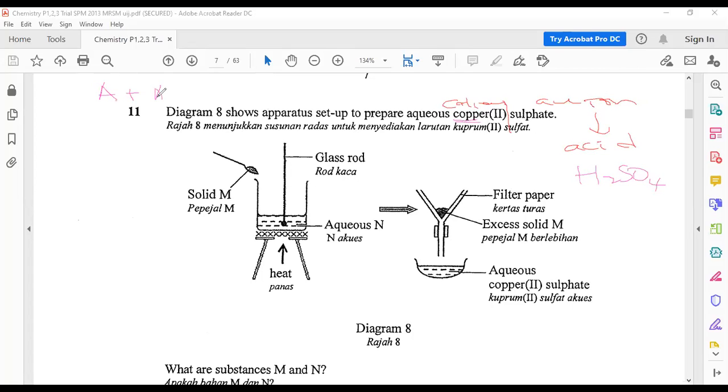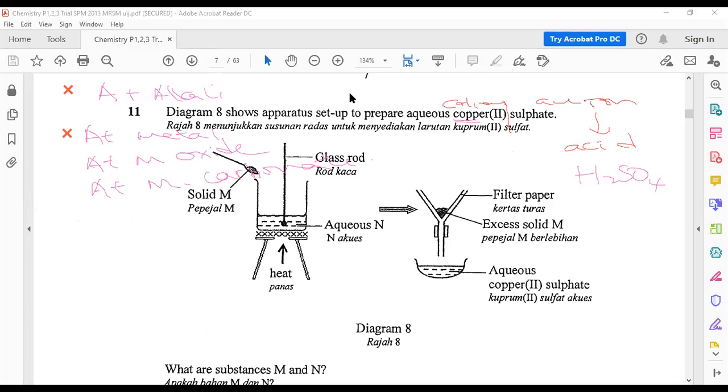Acid reacts with alkali. Acid reacts with metal. Acid reacts with metal oxide. And acid reacts with metal carbonate. Now, the first one, acid and alkali, cannot be used. What's the reason? Because this is not a group 1 salt. It is also not an ammonium salt, so it cannot be used.